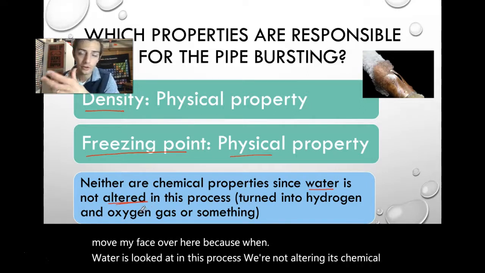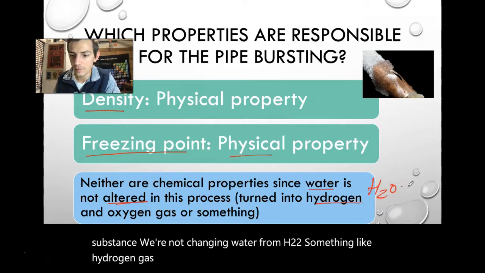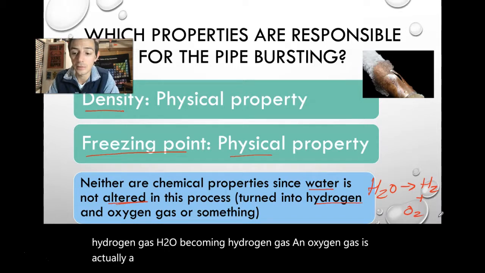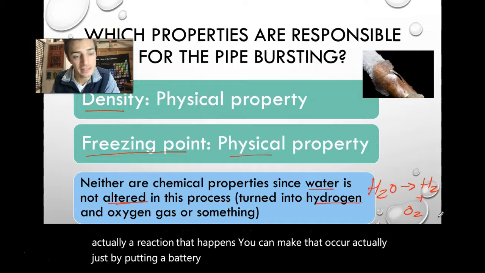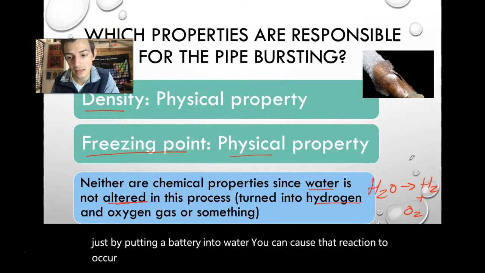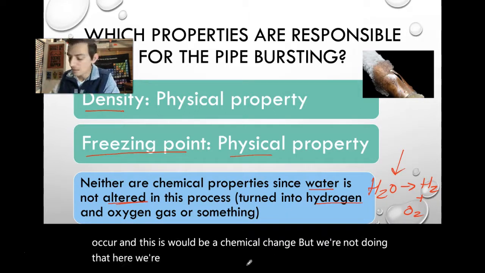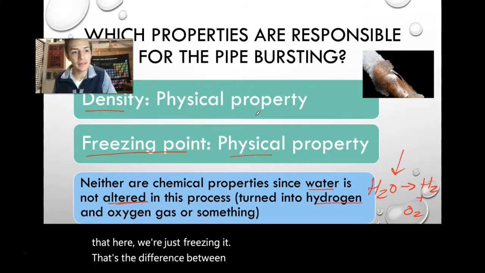We're not changing water from H2O to something like hydrogen gas. H2O becoming hydrogen gas and oxygen gas is actually a reaction that happens. You can make that occur just by putting a battery into water. You can cause that reaction to occur. This would be a chemical change, but we're not doing that here. We're just freezing it. Okay, well, that's the difference between a chemical property and a physical property. I hope that's helpful.